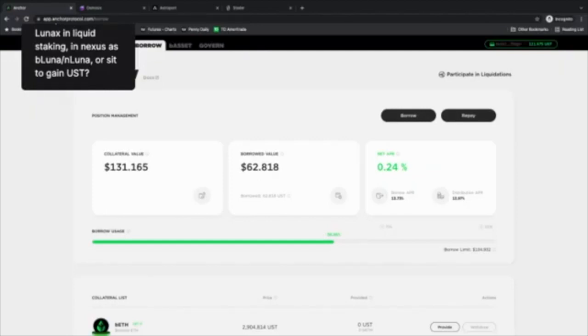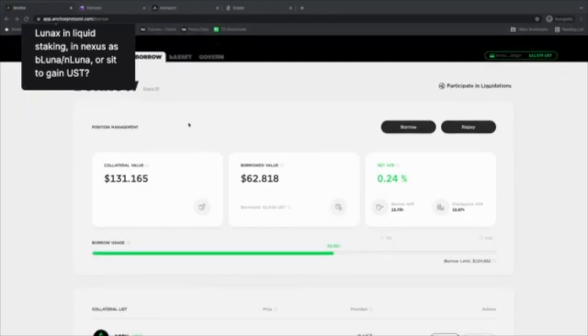Hi, Sifa. Thanks for organizing this meeting. I have a few questions actually. The first one regarding the loop strategy, AUST as a collateral on Edge protocol, do you think that it is causing a lot of Luna burn rate and it is unsustainable for Luna price?